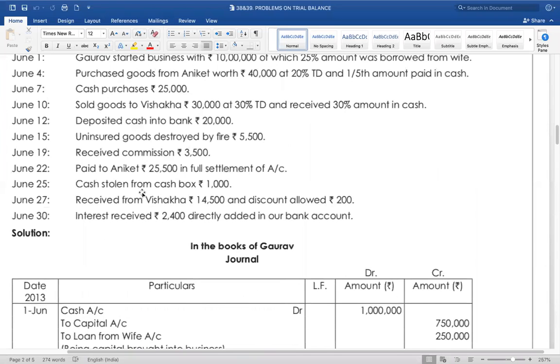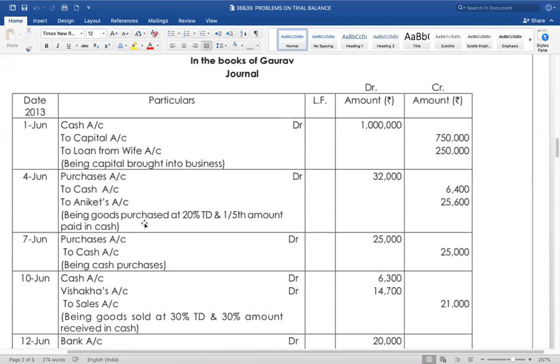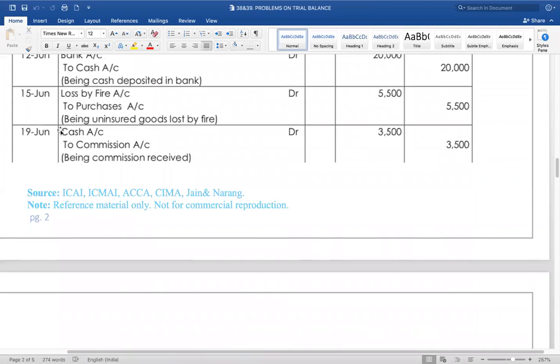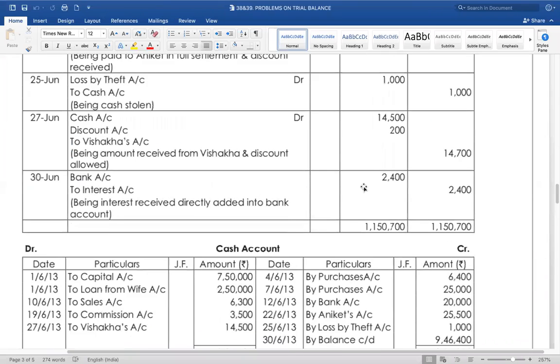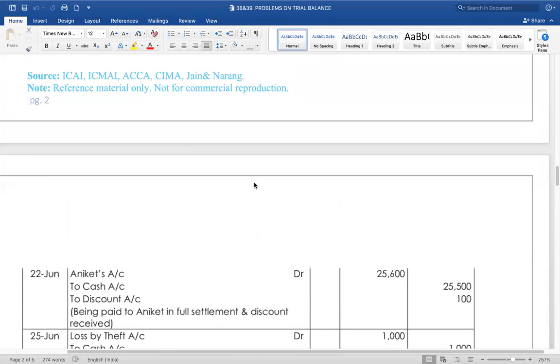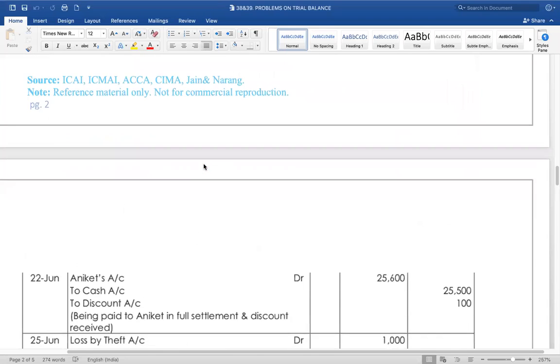Next is loss by fire. There is no cash here. Next is cash. Cash to commission 3,500. Cash account debit to commission 3,500. Next. Cash to commission is over. 22nd.